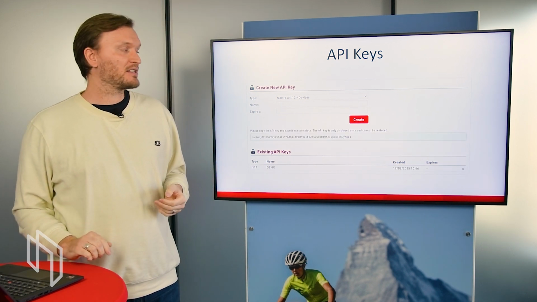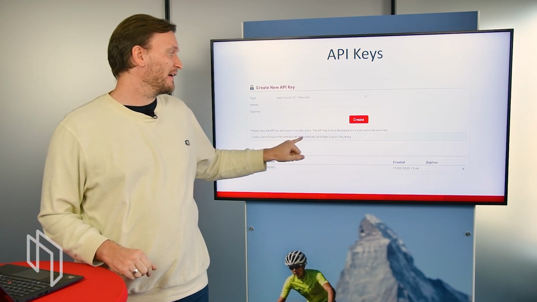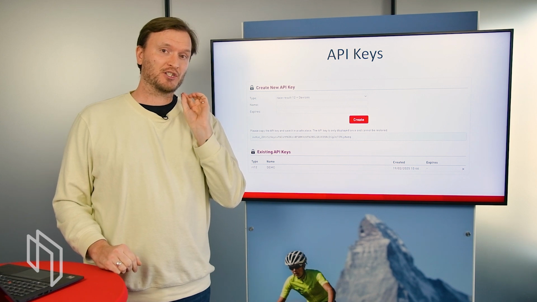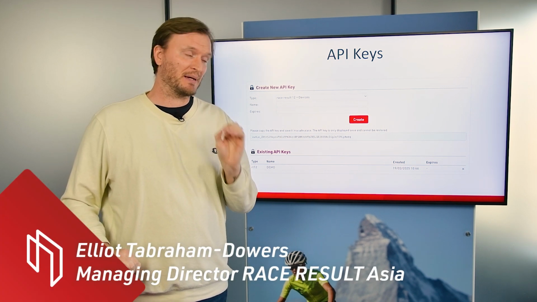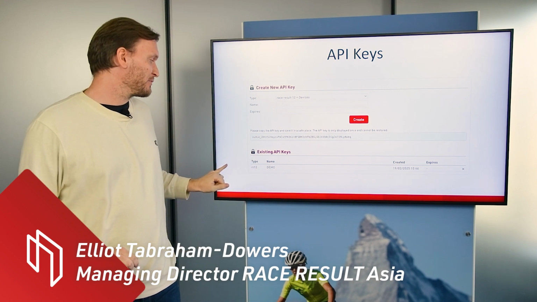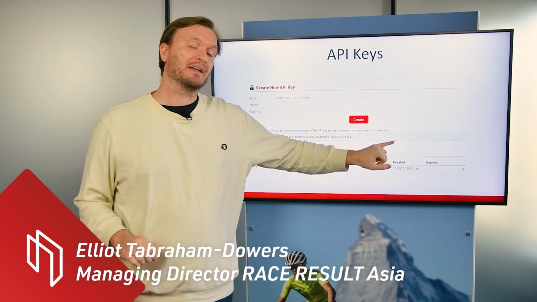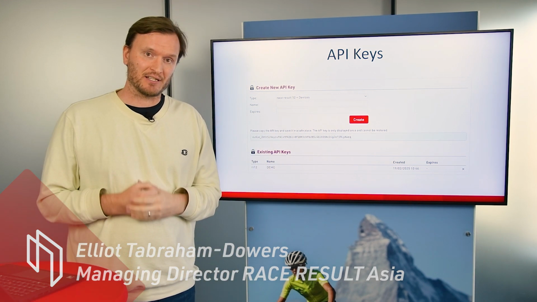When you click Create, you will be shown the API key below. This is only shown a single time, so make sure you save it before closing the page. And your API keys will additionally be listed below and again can be revoked at any time.